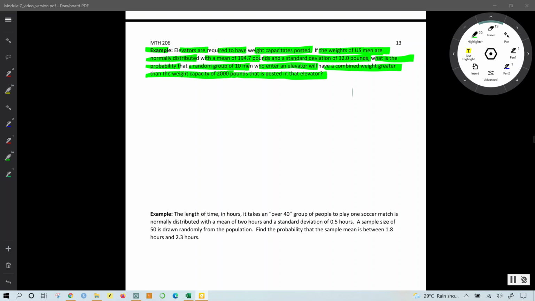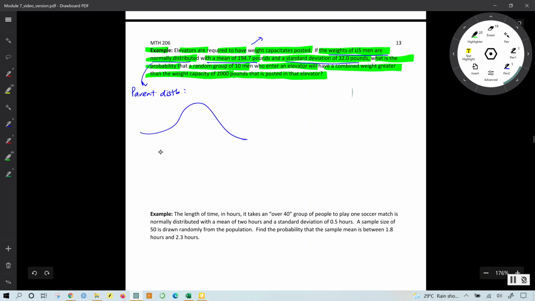In order to answer this question, the first step is to note what was said: the weights of US men are normally distributed with a mean of 194.7 pounds and a standard deviation of 32 pounds. This means the original population I'm working with, the parent distribution, has a normal shape, with a mean of 194.7 and a standard deviation of 32.0 pounds.